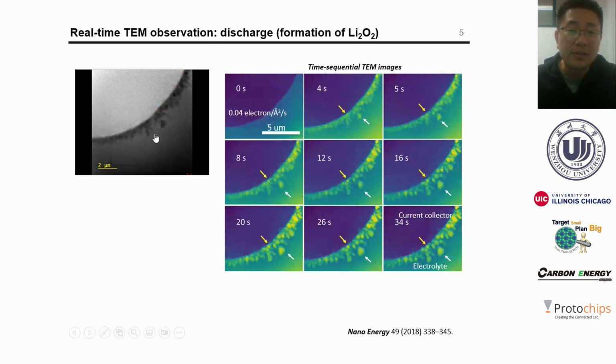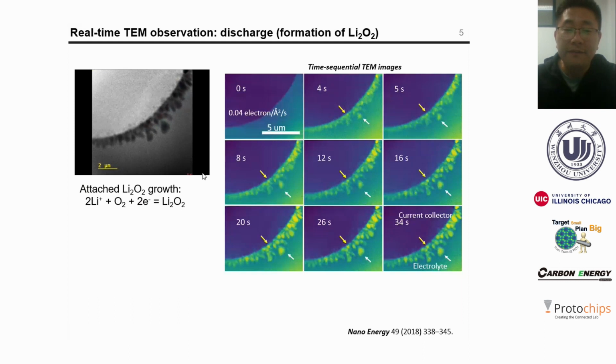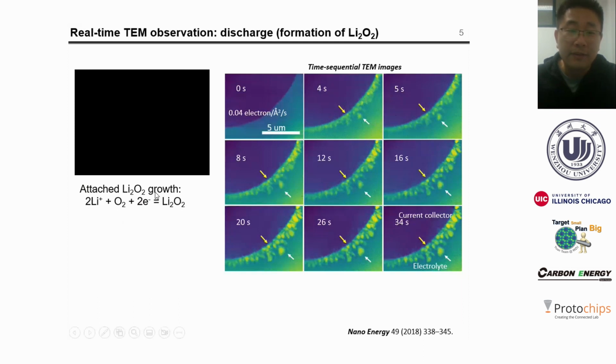So this is the discharge process. This is a very quick video. It shows the growth of lithium peroxide on the surface of the current collector. Here we observe two different growth modes for lithium peroxide. The first mode is the growth of lithium peroxide directly on the surface of the current collector, indicated by the yellow arrow here. The growth of this particle can basically be described by a direct reaction between lithium, oxygen, and electrons to form lithium peroxide nanoparticles.